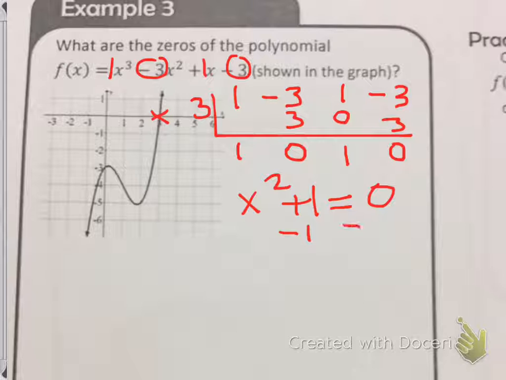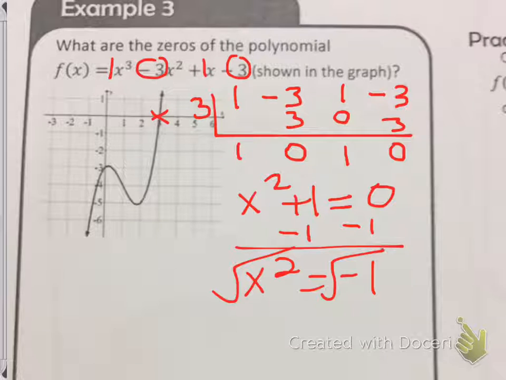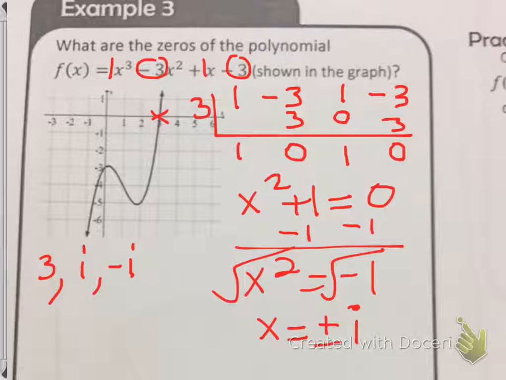And I can solve this by subtracting the 1 over to the other side. Square rooting. And then this is just a reminder that every time I square root a negative 1, I get plus or minus i, because the square root of a negative 1 is i. So 3 solutions here. My first one was 3. My second solution is a positive i. And my last solution is a negative i.